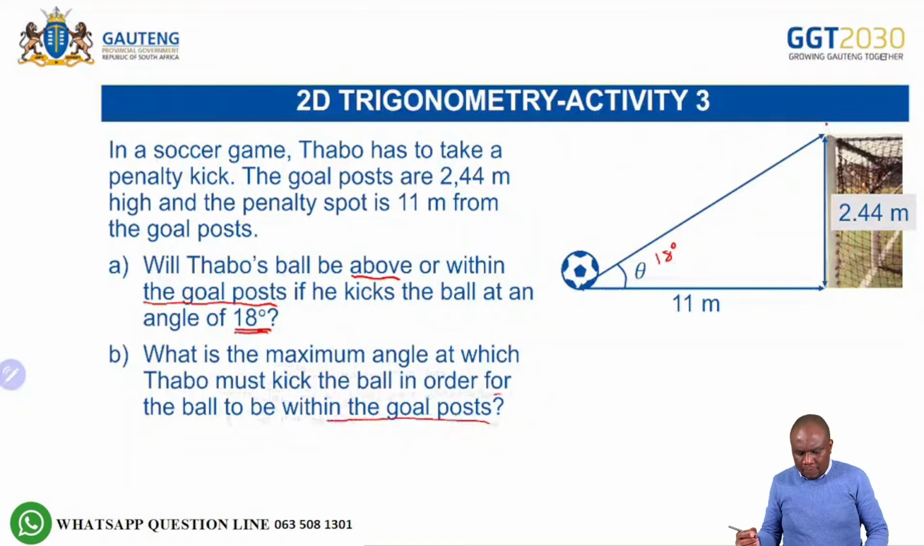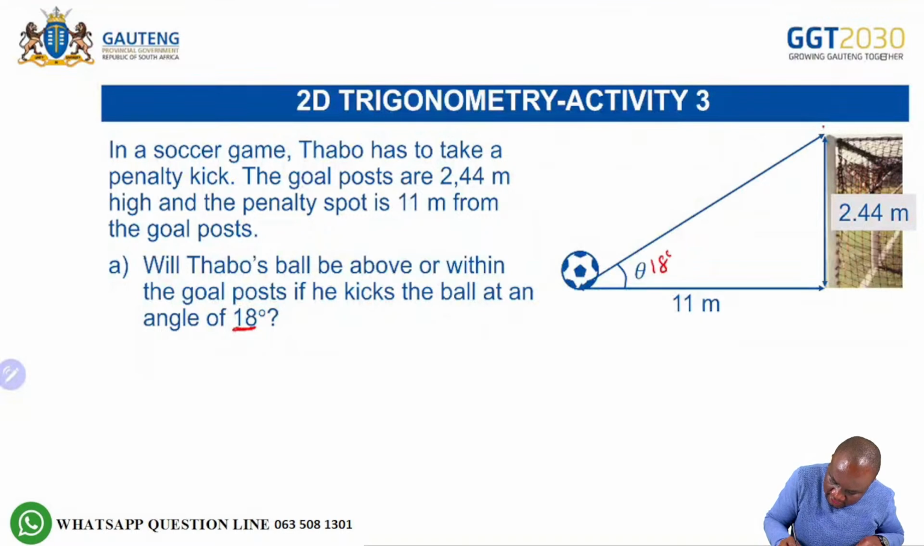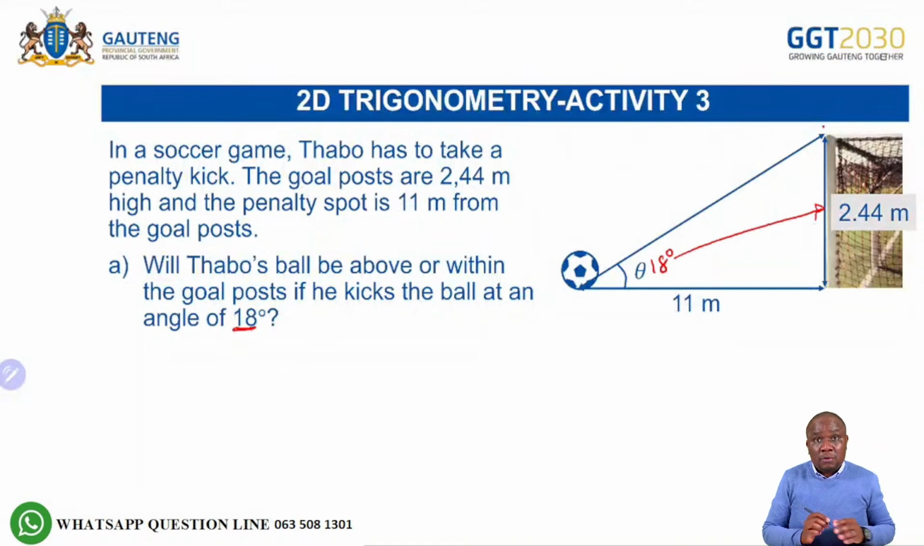Right, let's find out. So now in A, we're given the angle. Now we want to find the height of the ball when it gets to the goalpost. The angle is 18 degrees, and the height of the ball when it gets to the goalpost will be the opposite side.